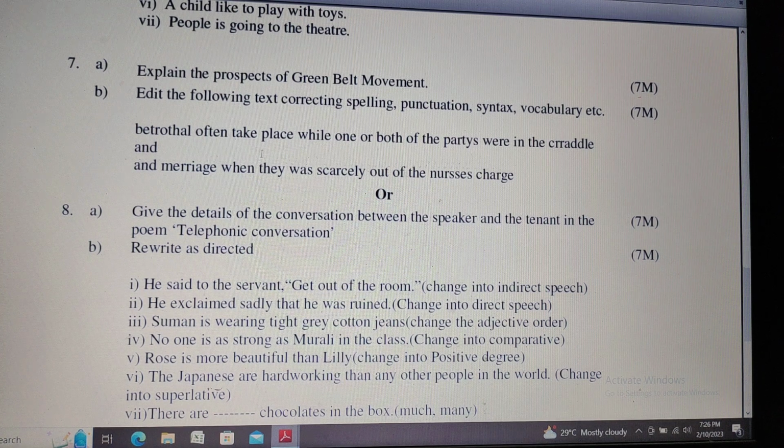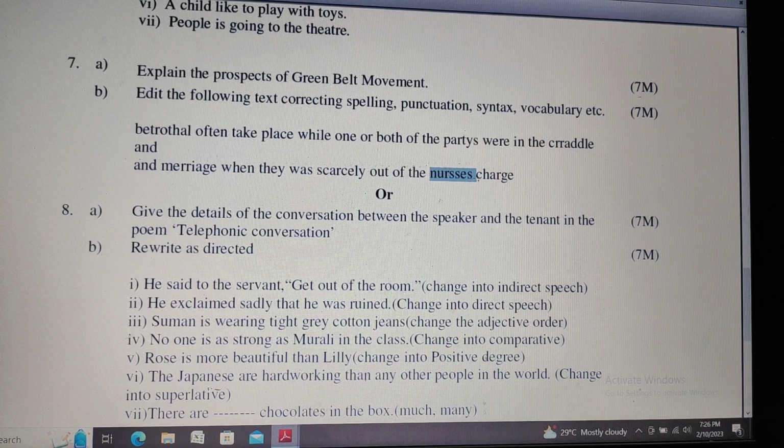Suppose you see this word, parties. Now I'm highlighting this word, parties. The spelling here is a wrong one. It is P-A-R-T-I-E-S. So if you correct that, it will be okay. Now I'm also highlighting this C-R-A-D-L-E, cradle. And I'll highlight this marriage, M-A-R-R-I-A-G-E. So nurses. So almost all of you have picked up 4 spelling errors.